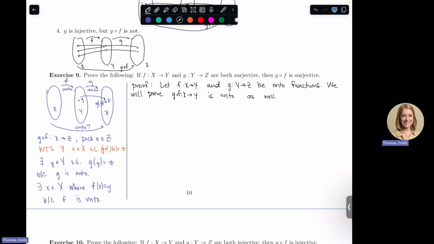Okay, so we have this g of f going from x to y. We are going to prove that it is onto. So we are going to let little z, that's not y, no, this goes to z. Everybody's with me now? Nobody caught that mistake I made there? There we go.